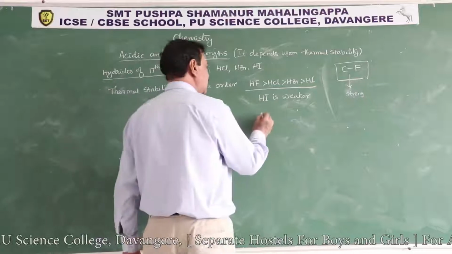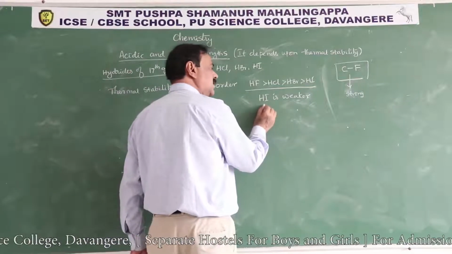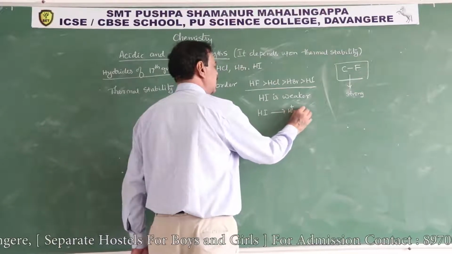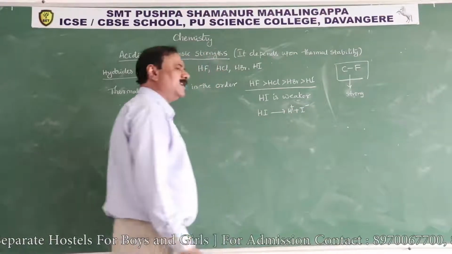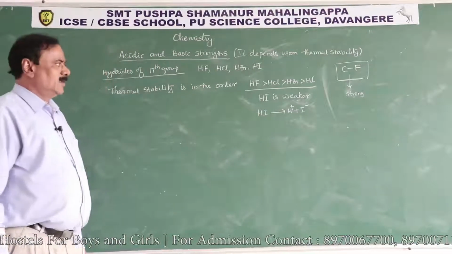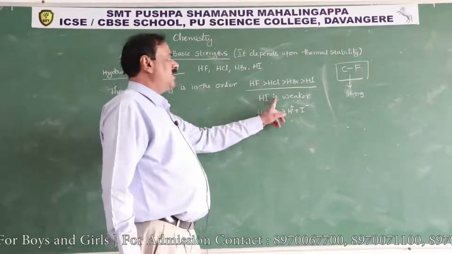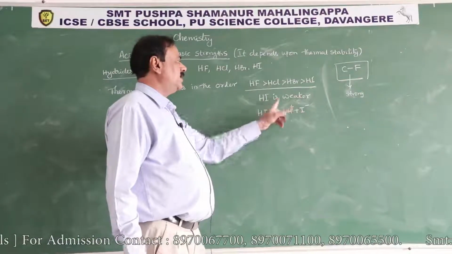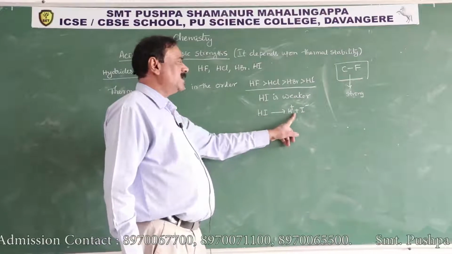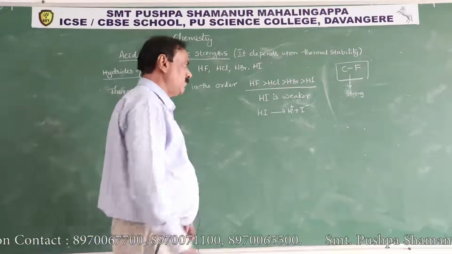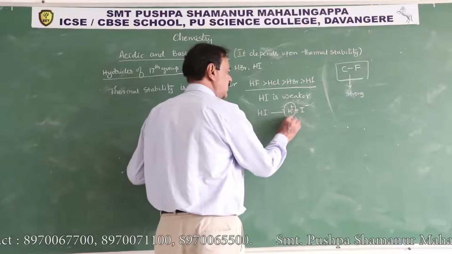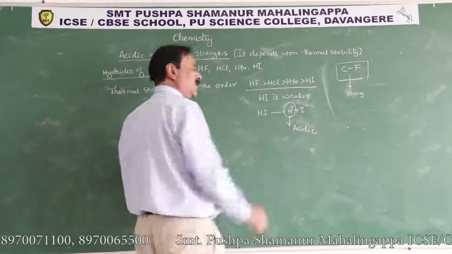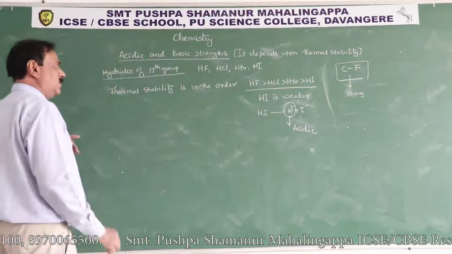If HI is weaker, then can we replace H in the form of H plus and I in the form of I minus? We can dissociate very easily. This is possible if and only if HI is weaker. The covalent chemical bond in HI is very weak. Therefore, on heating it gives rise to H plus and I minus very easily. Since it has the ability to give off H plus very easily, the molecule is considered acidic in nature. Less thermally stable molecules.